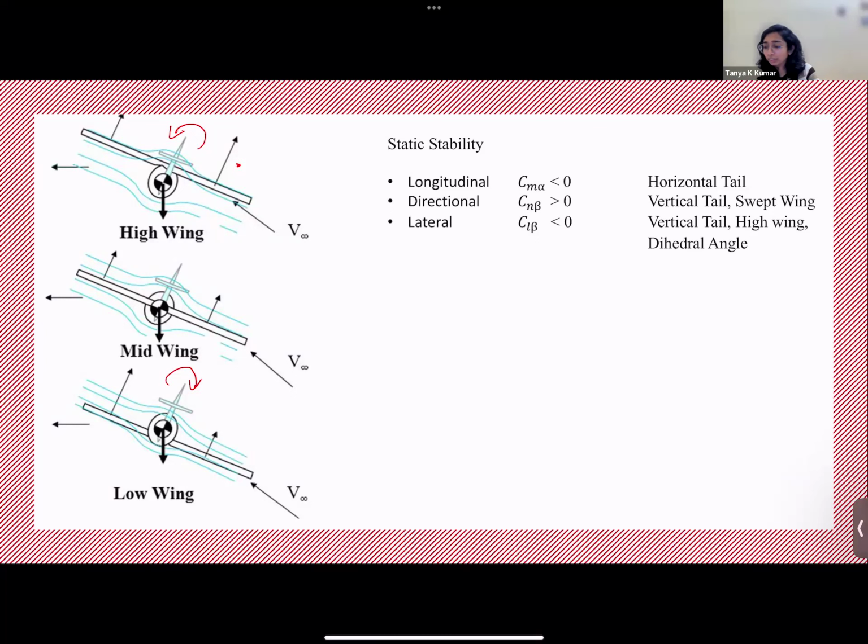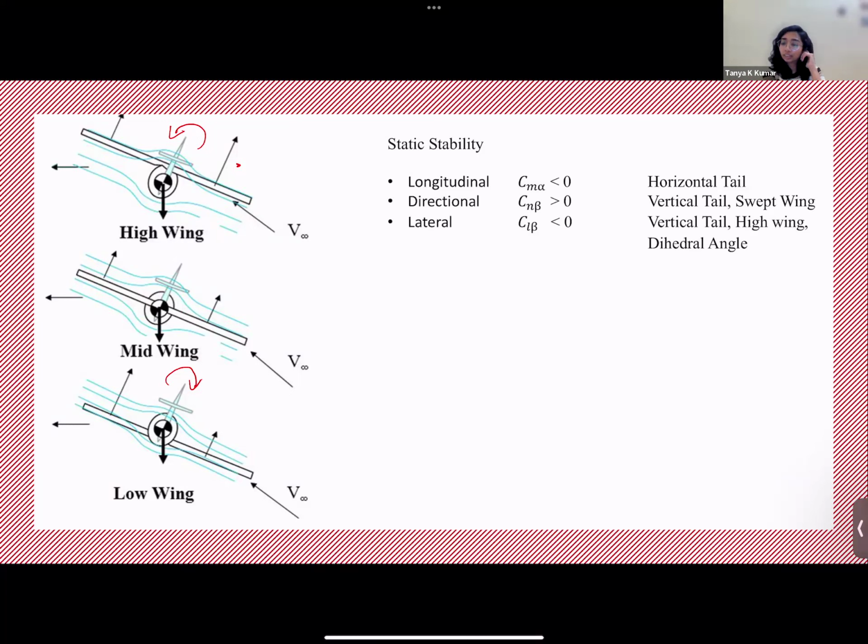So I've just summarized the conditions here for different kinds of stability. For the longitudinal case, Cm alpha should be less than 0. This we have discussed extensively, right? What are the structural components that contribute towards Cm alpha less than 0? Horizontal tail. If you introduce a horizontal tail, it provides a restoring moment.